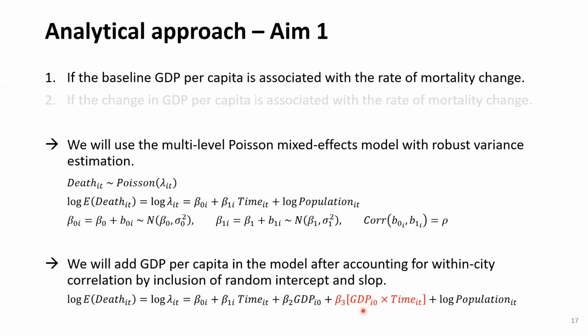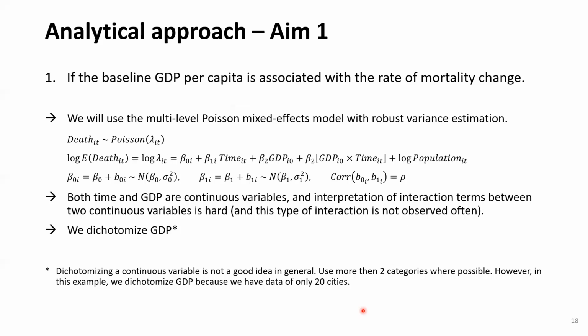Do you have any question about this? No? So let's go on. Then the next problem is as follows. Here this is the equation we are going to model. And here we have the interaction term, GDP and time. And the problem is both of them are continuous variables. Time is continuous and GDP is continuous.